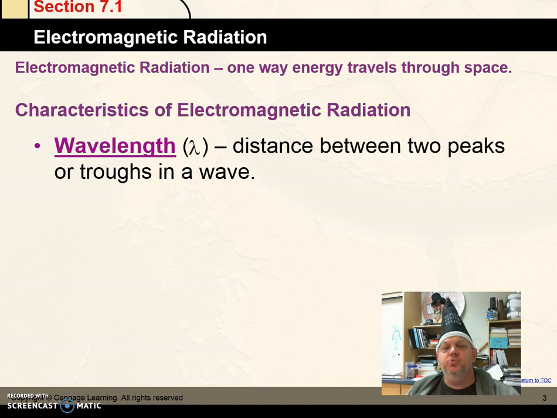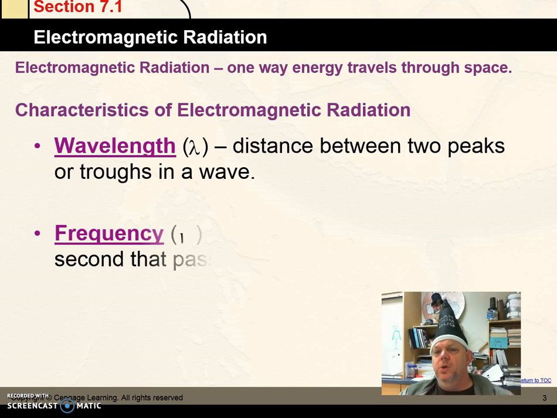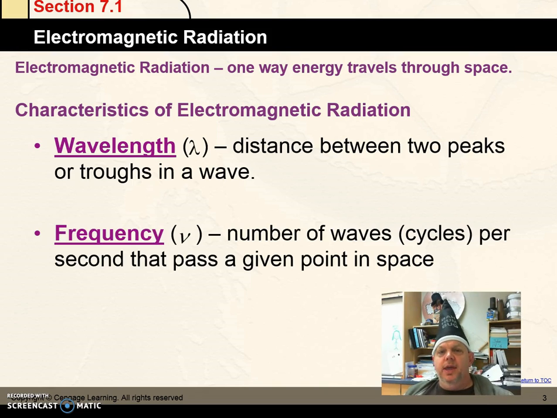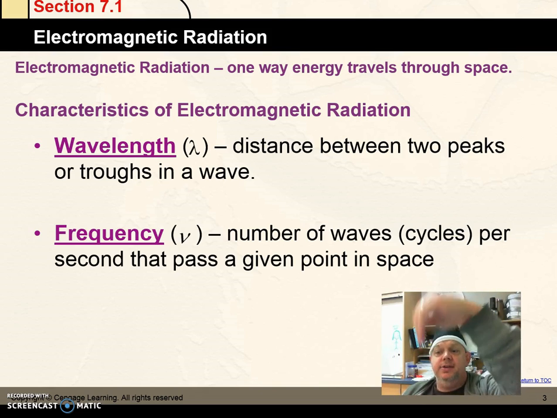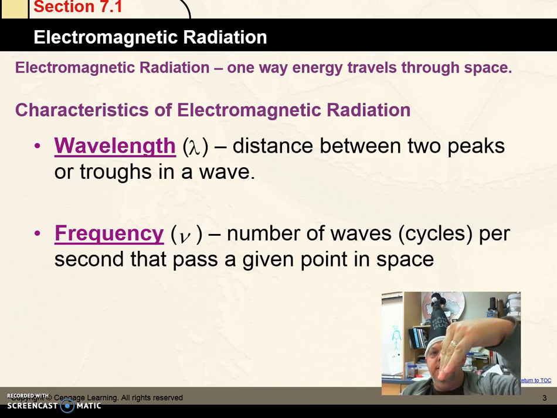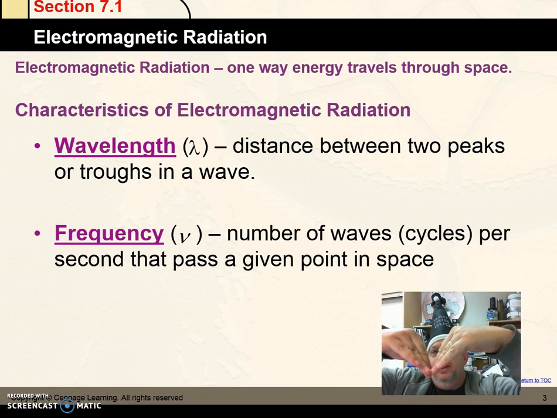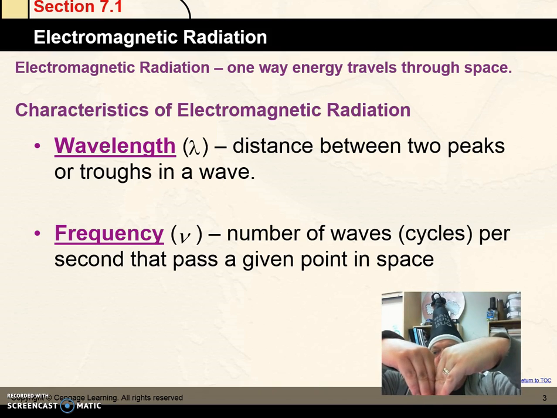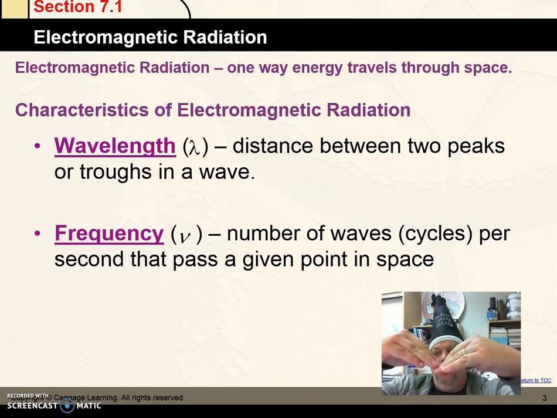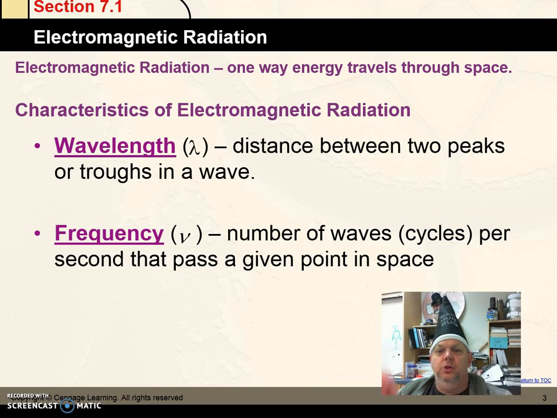Electromagnetic radiation is one way that energy travels through space. Now, there are some characteristics of electromagnetic radiation that we have to look at. Well, there's wavelength. Wavelength is the distance between two waves. So if we're looking at a wave like this, how far is this compared to the next wave? See where my knuckles are, here and here. The distance could be very short, that'd be a short wavelength, or very long, a long wavelength. And we represent it with lambda.